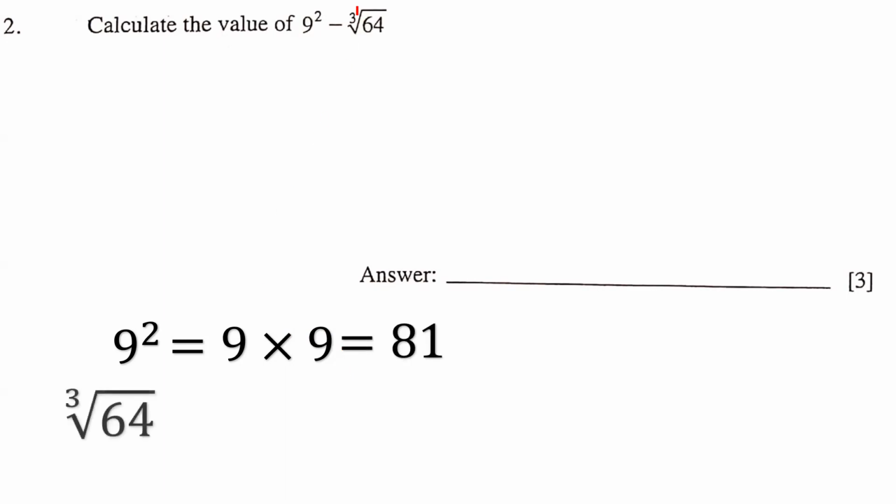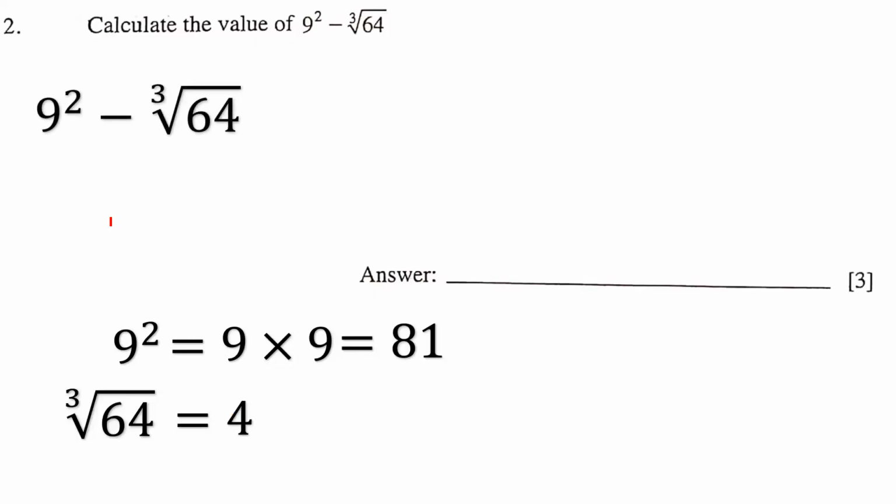But what about this cube root of 64? What does that mean? Well, the cube root of 64 is definitely 4. Why is that? Because 4 times 4 times 4 is 64. And so that's why the cube root of 64 is 4. Now that we know 9 squared is 81, and we know that the cube root of 64 is 4, let us combine all that information to figure out the value of this numerical expression.